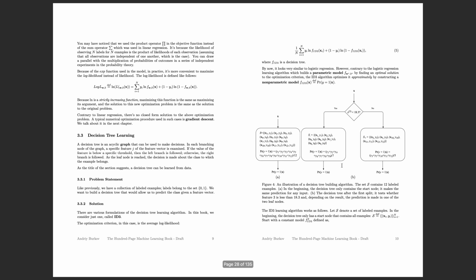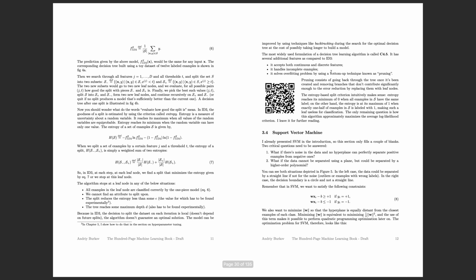Like it could be 50, so it could keep going for 50 nodes until it finally stops, right? This model can be improved by techniques like backtracking. The most widely used formulation of a decision tree learning algorithm is called C4.5. It has more features when compared to ID3. It accepts both continuous and discrete features.